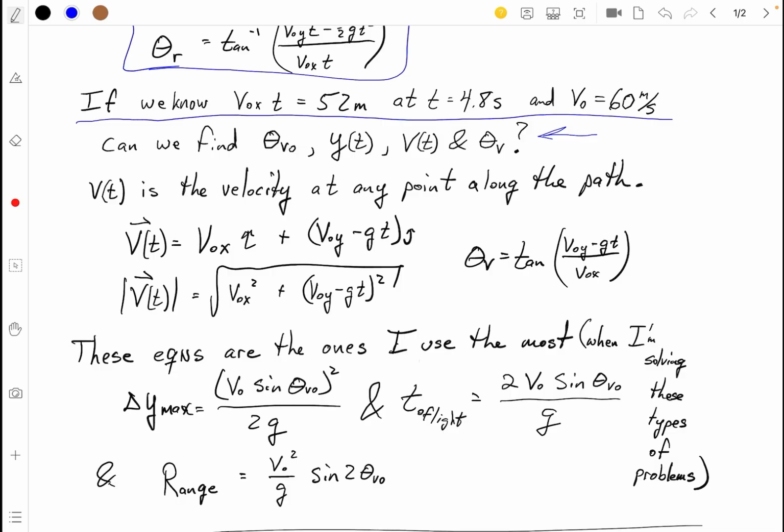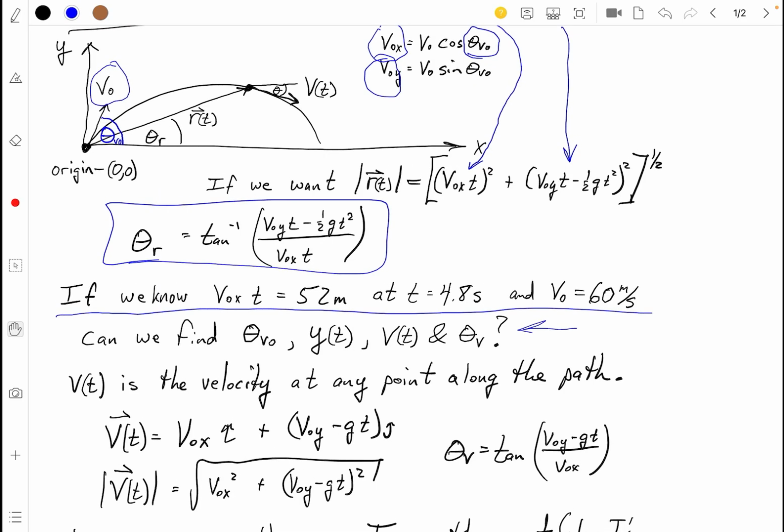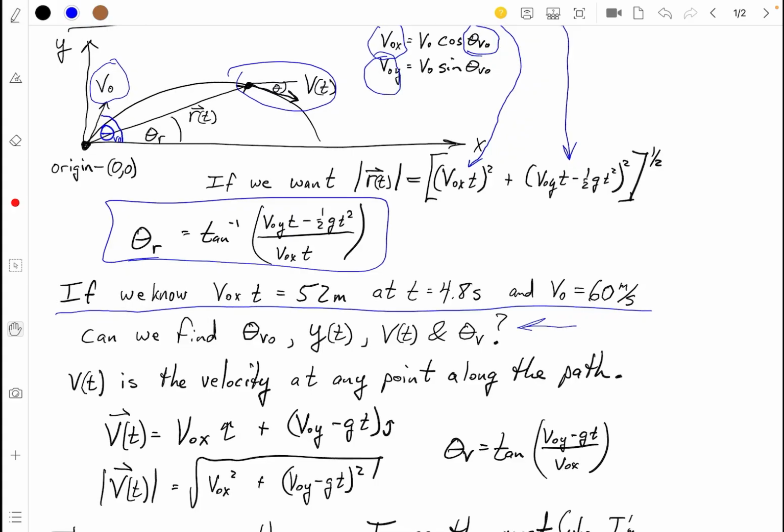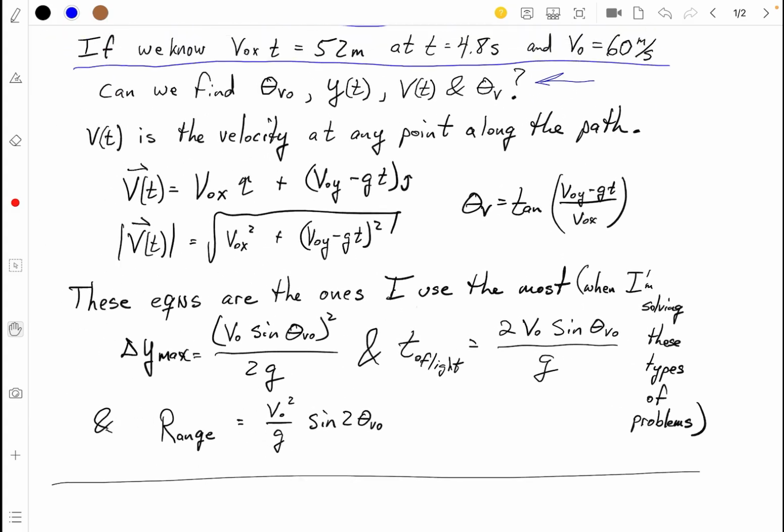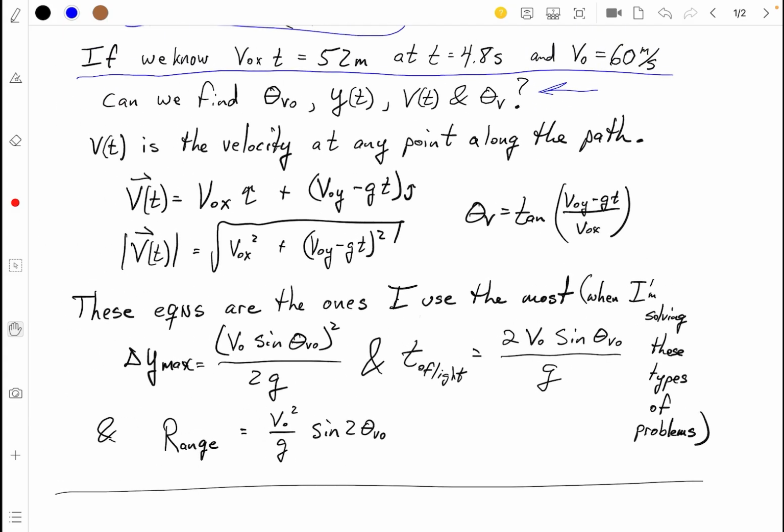So vt, our velocity as a function of time, is the velocity at any point along the path. And this is also true, okay? So let's look at what I'm talking about. I'm talking about some velocity here, okay, at any point along the path. So if you need those equations, they're there.